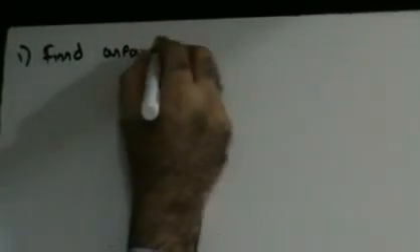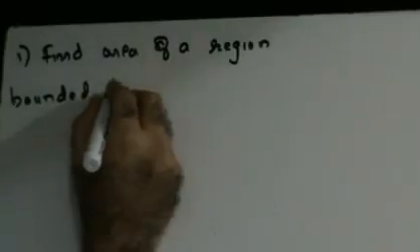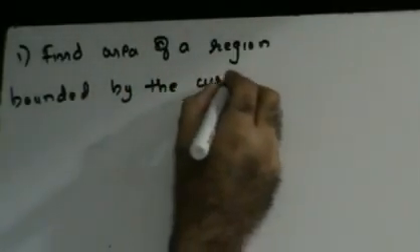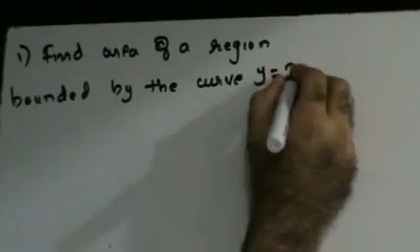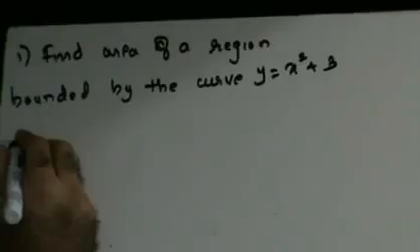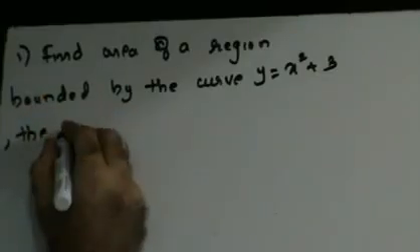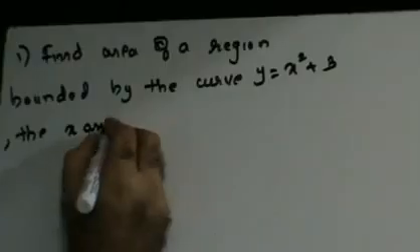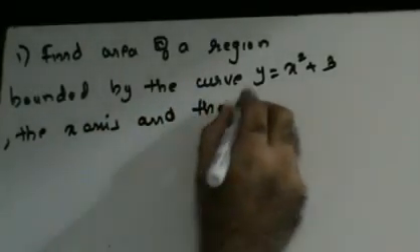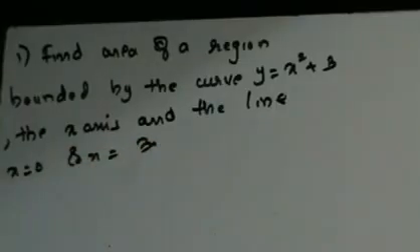Find the area of a region bounded by the curve y is equal to x square plus 3, the x axis and the lines x is equal to 0 and x is equal to 3, right? I have to find out the area of a curve, right?